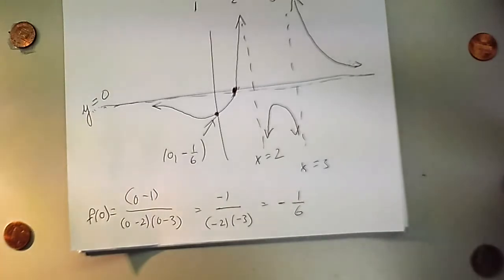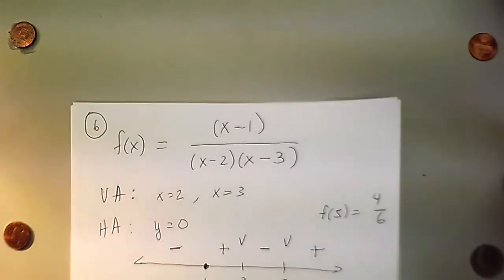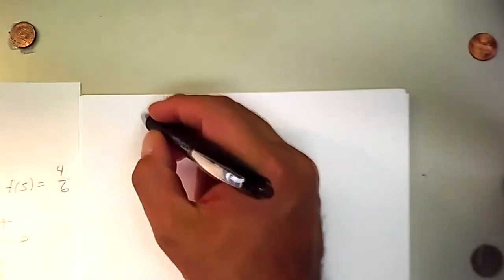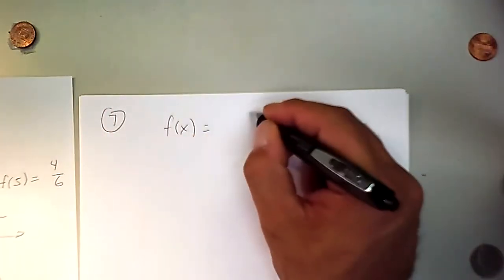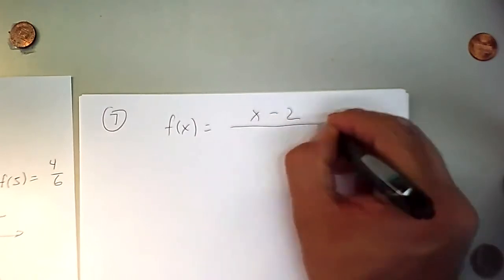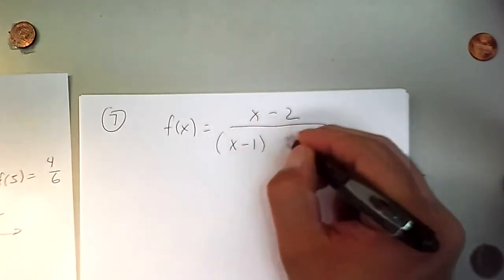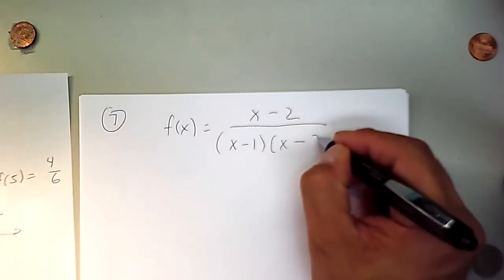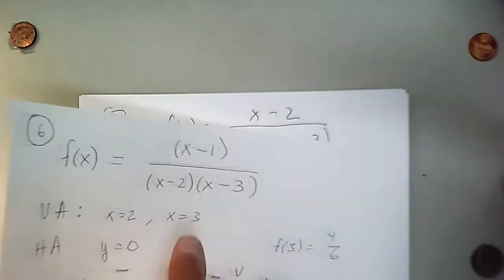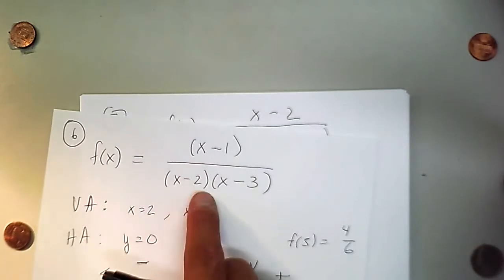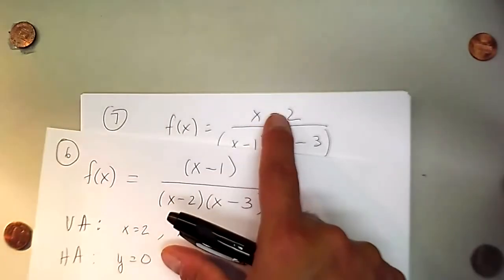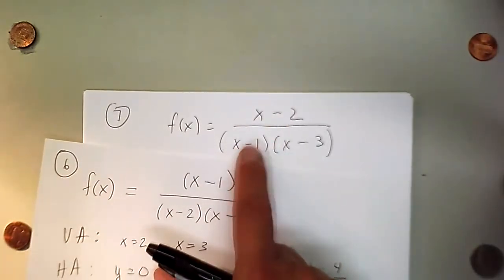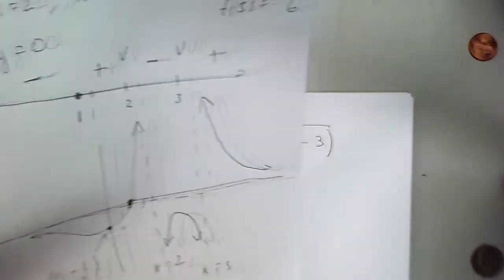Okay, let's move the factors around. Let's say example 7. F of x equals x minus 2 on the numerator, x minus 1 and x minus 3 in the denominator. So I'm using the same factors, x minus 1, x minus 2, and x minus 3. But instead of having x minus 1 on the numerator, now we have x minus 2 on the numerator, and x minus 1 is in the denominator. What difference does it make on the graph?